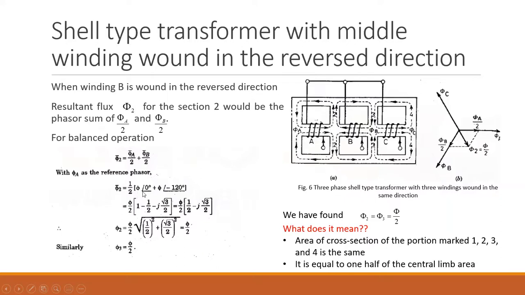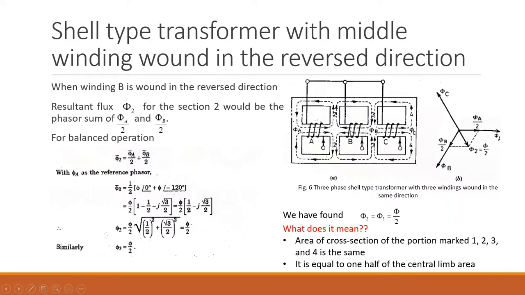So phi A becomes phi angle 0, then phi B becomes phi angle minus 120 degrees. Then convert it, substitute the corresponding values and simplify it. So how much are you going to get? You get phi 2 equal to phi by 2. It means how much flux is flowing here? That is phi by 2. In the previous case it was root 3 by 2 phi. We have considered phi equal to phi A, phi B, phi C.